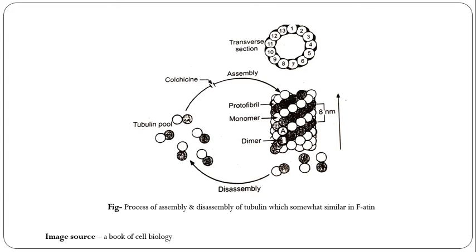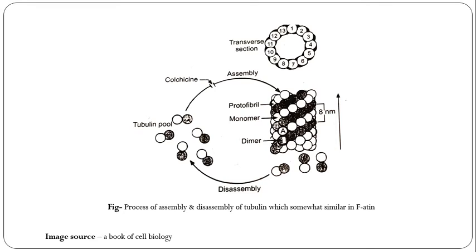Got it? So protofilament, monomers and dimers. Here in this diagram is assembly. Here colchicine stops cell division; it stops mitotic division, mitosis. It fixes the cell at this position of mitosis. So tubulin pool. This type of polarization is somewhat similar to that observed in microtubules, and in both cases the process is often called treadmilling.